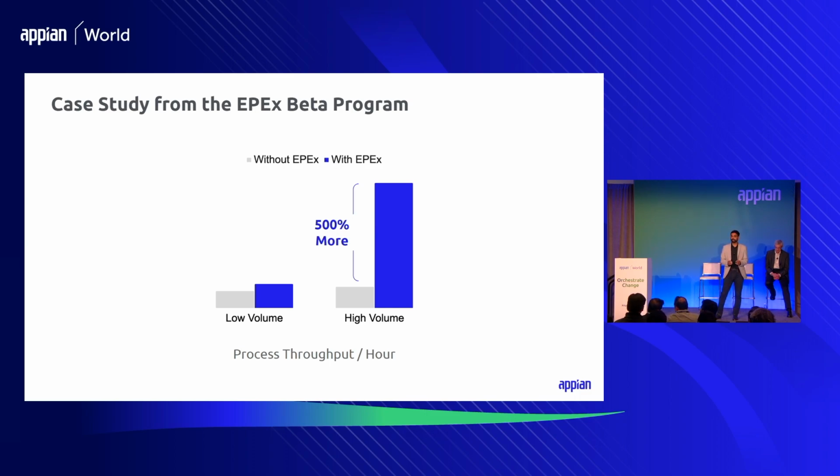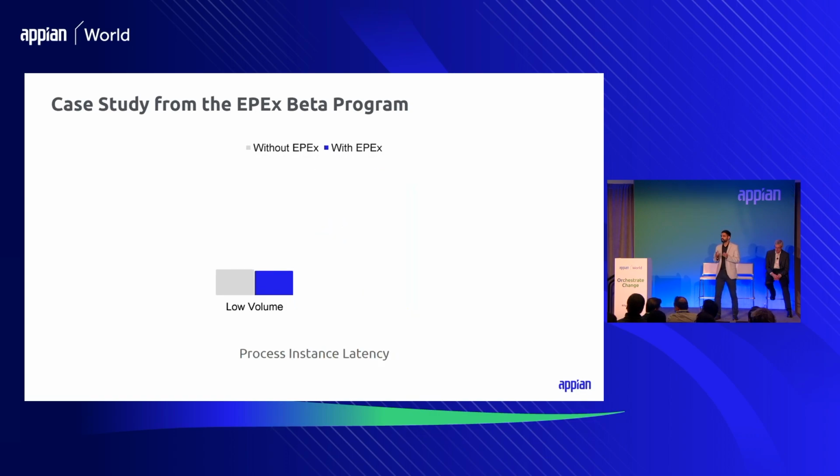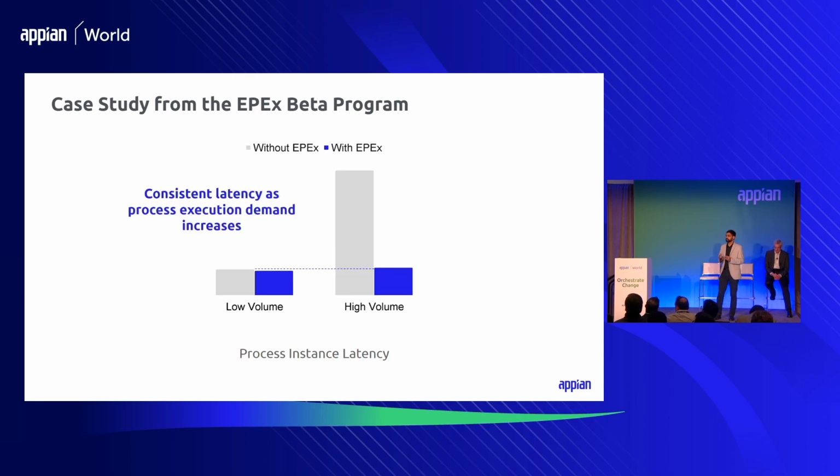Now, we have also built the Elastic Process Execution Engine keeping in mind speed and latency, so it's only fair to talk about that as well. Again, to set some baseline, in this case, the customer also ran the tests at low volume. When there is low volume, there's low overhead. That means your process is going to take a low amount of time if there is no additional time spent on internal operations. But as you increase your volume, or as you increase the data processed in Appian, you can imagine the process nodes taking longer as there's contention on the system. But with EPEX, we could maintain consistent latency as the process execution demand increases.